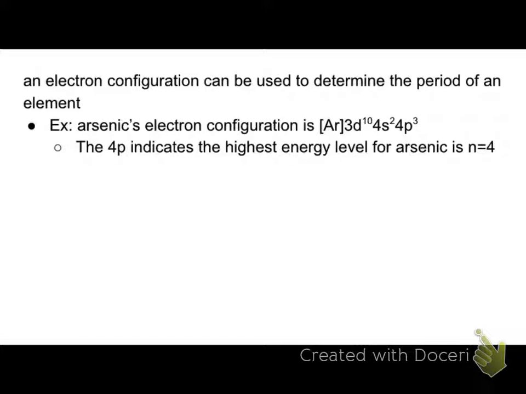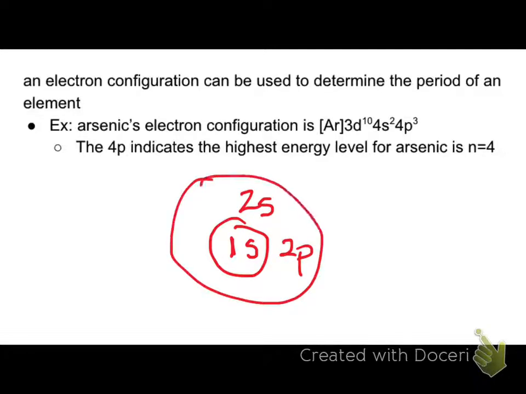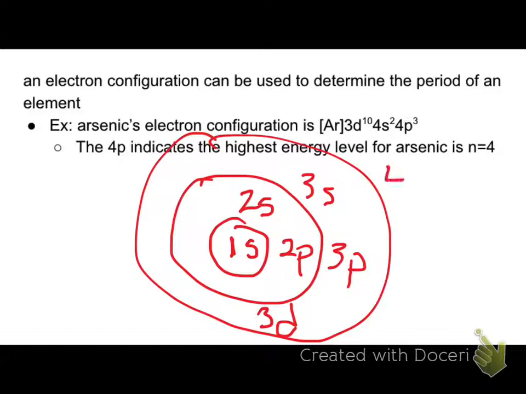I drew this picture last period and it seemed to really help them, so I'm going to draw it again for you guys. Okay, so think of it like this. We have the n equals 1 energy level here, right? And it has the 1s orbital. It just has one of them. And that's the first energy level. In the second energy level, we have 2s and 2p. In the third energy level, we have 3s, 3p, and 3d. And then as we continue out, in the fourth energy level, we have 4s, 4p, 4d, and then eventually 4f.